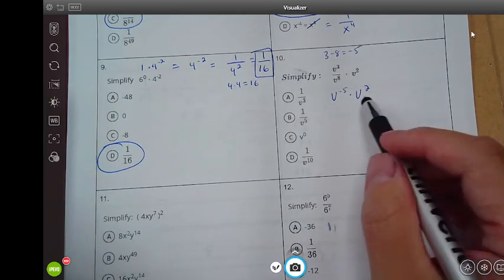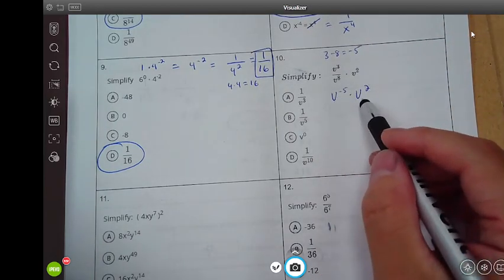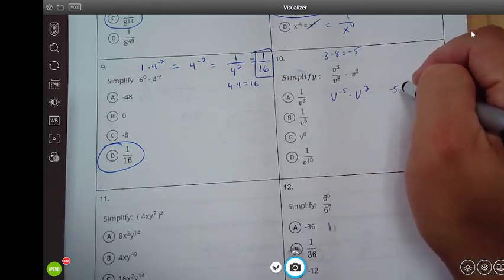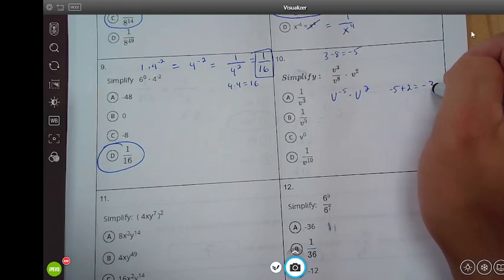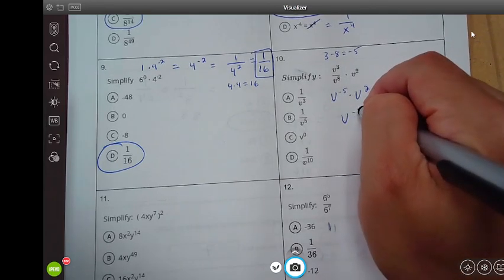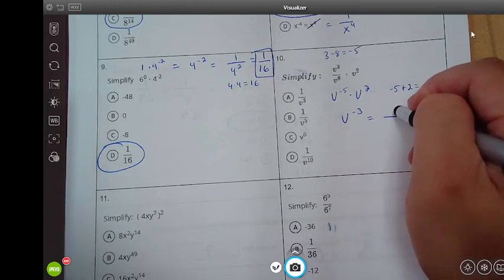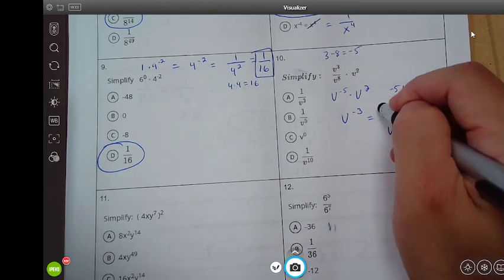All right, so now I have a multiplication, so same base again. I'm going to go ahead and add. Okay, so for addition, negative 5 plus 2 is negative 3. So I have a v to the negative 3 power. All right, negative exponent. I have to rewrite that as a fraction. 1 over v to the positive 3.